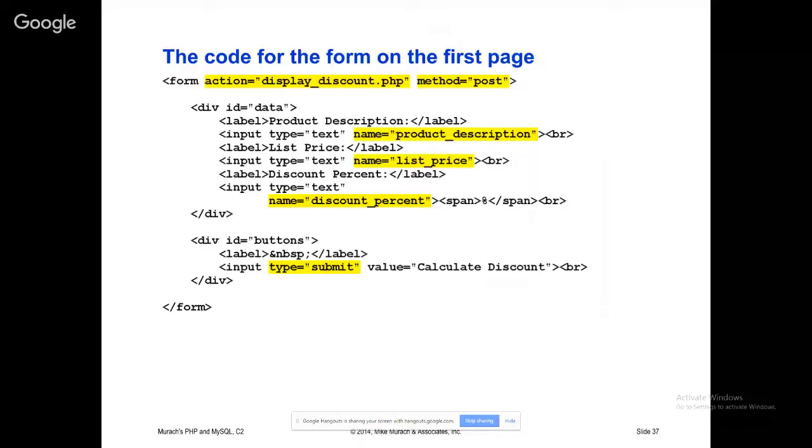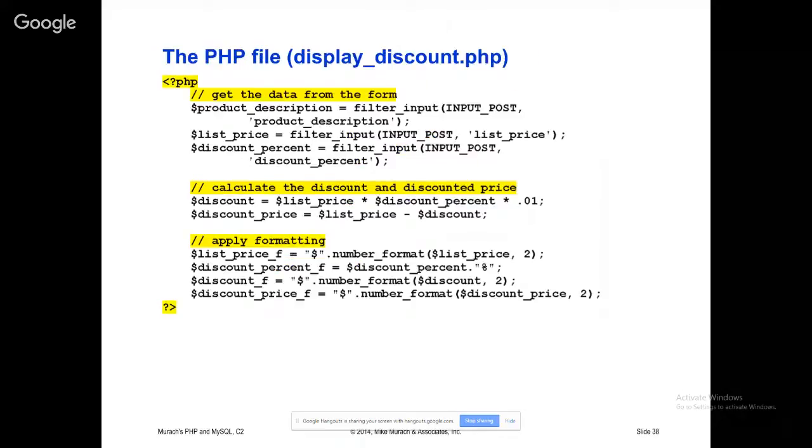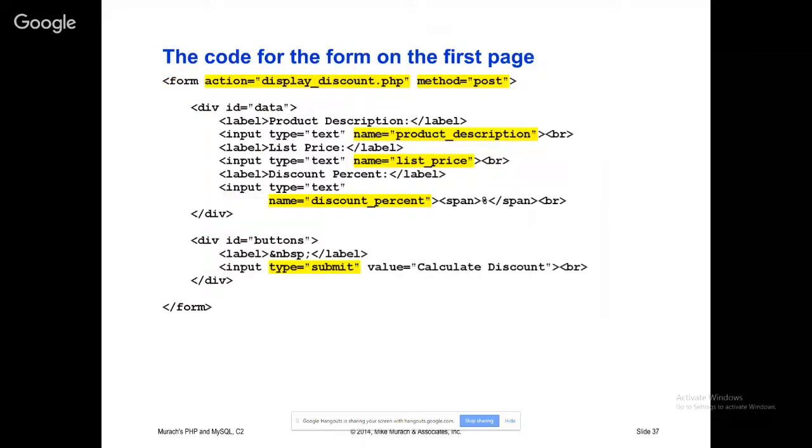And then we have the name attributes, which are going to be paired with a value for each of the input fields, right? All right, and then we have the call to display discount.php, so that's the other file. So when you click submit here, the page is going to transfer control to where? Again, just to be sure everyone is clear. Display discount.php, and then we go here.